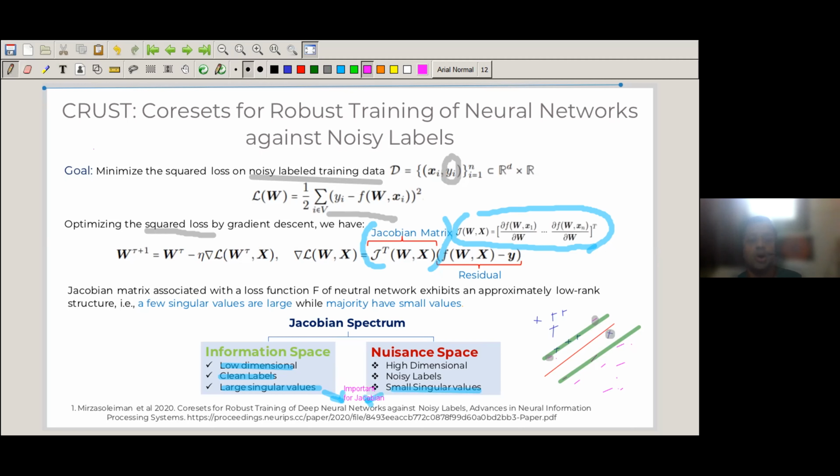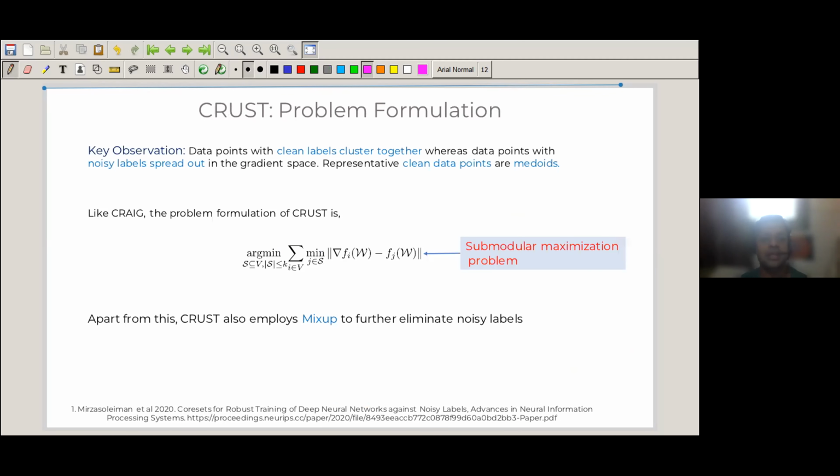And how does CRUST go about this? It says that data points with clean labels will cluster together. Data points with noisy labels will spread out. So the idea is again facility location or k-medoid clustering, which are basically analogous. So what you're trying to do here is, for each point i, you find the point j in the subset of points which is closest. So you're basically looking at this S as your representative subset.